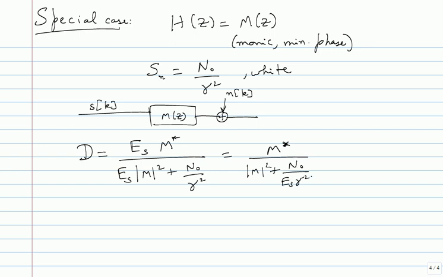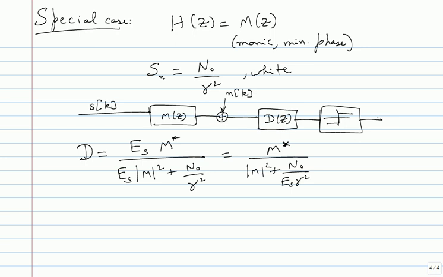Okay, so there's really no change here. I've just rewritten the same thing, except that Sn became N0 by gamma square. So this is the d that you might want to put. And then you have the slicer, right? So the important thing is this is not 1 by m. In the zero forcing linear case this was 1 by m. This is what now? m star by mod m squared plus N0 by Es gamma square. So that's a bit of a problem here.